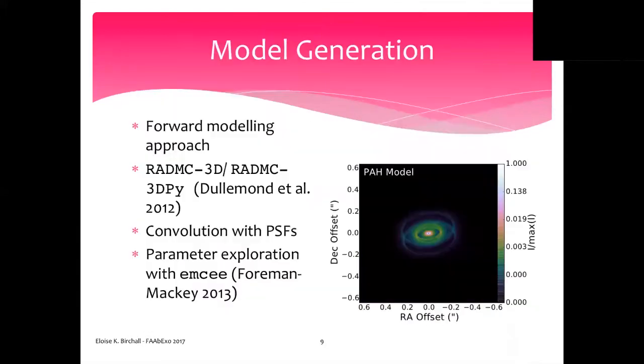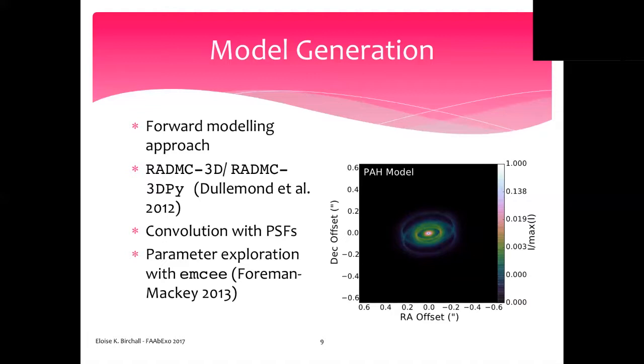That's one way of looking at it. But another way that we look at it is to take a forward modelling approach. So we make a model of the disk that we think we have, the disk structure. We use RADMC-3D, and we convolve this with a point spread function, to make it the same as what comes out of the telescope. Then we compare that to our actual data, and we explore the parameter space used to make these models with MCMC.